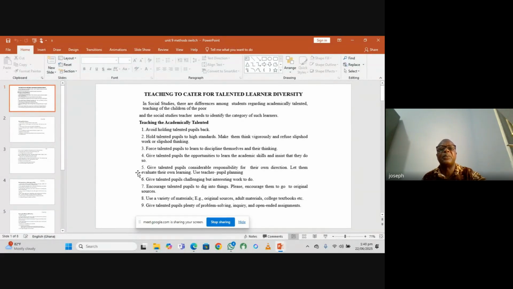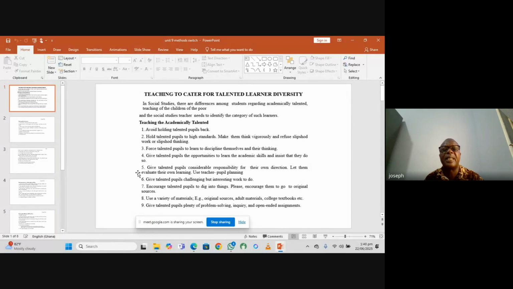Give talented people considerable responsibility for their own direction. Make sure that you give them a lot of difficult tasks that will put them on their toes to learn. Let them evaluate their own learning. Use teacher-pupil planning to help them plan and then assess their own learning and making sure that they are progressing, even though they are talented.